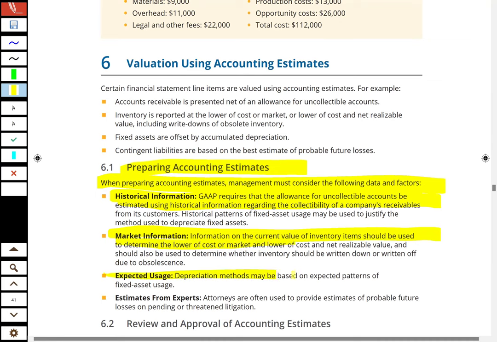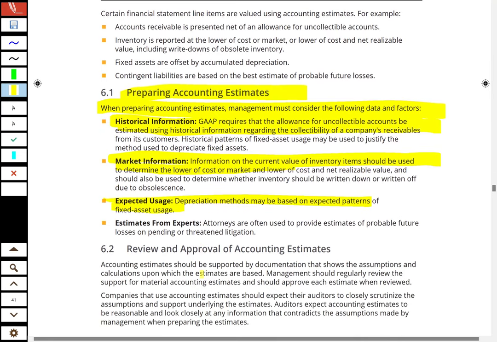What is the expected usage, the depreciation? It could be based on expected patterns of use. Maybe you've had some previous experience with this, or you could get estimates from experts. You can flashcard these different ways of preparing accounting estimates.